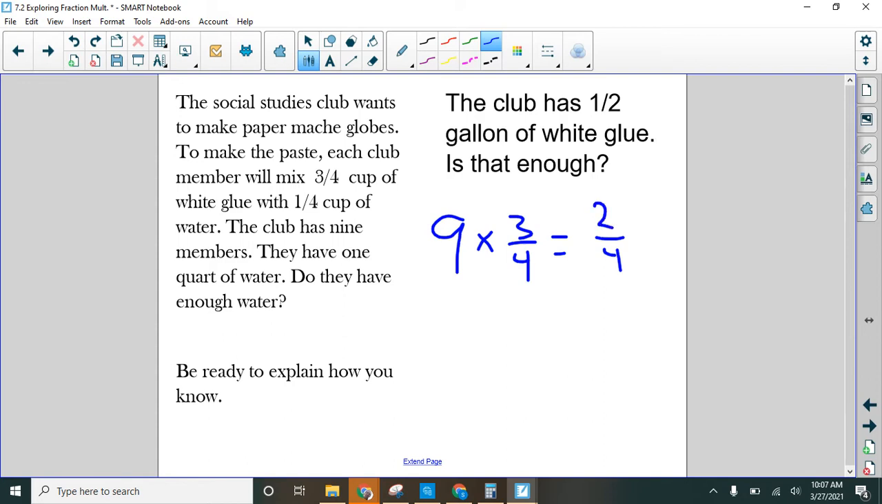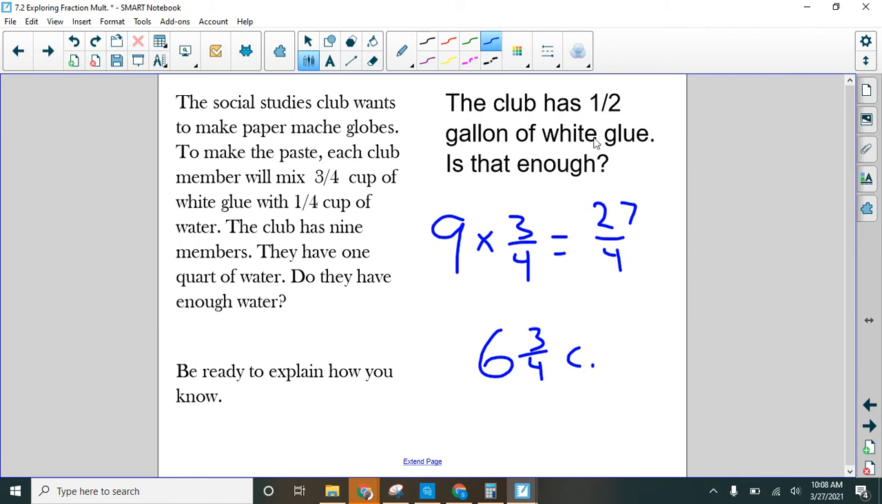Okay, 9 times 3 is 27. 27/4. So we want to think, well, how many, right? These are just like division problems. How many 4s are in 27? 4, 8, 12, 16, 20, 24, 6. And then there'd be 3 left, right? 6 3/4 cups.